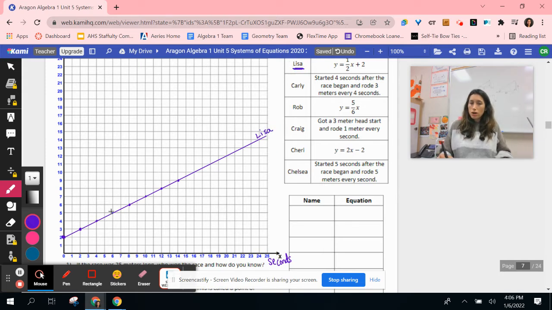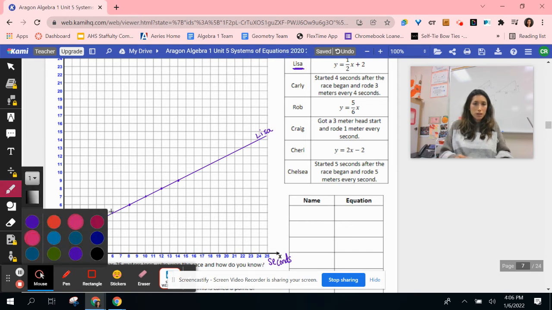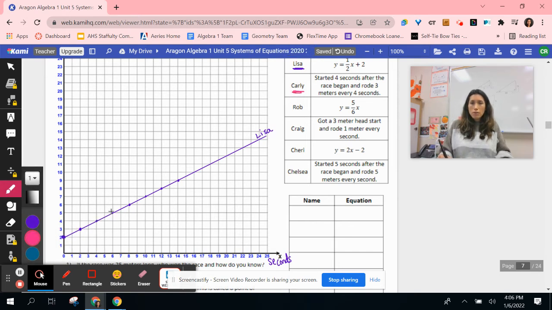Let's try one more. Let's try Carly's graph. Let's do pink here. So for Carly, Carly started 4 seconds after the race began. So I'm going to put Carly here. So after 4 seconds, then she started. So at 4 seconds, she had 0 meters traveled. Okay. And she travels at a rate of 3 meters every 4 seconds. So I'm going to go up 3 meters, 1, 2, 3, and 4 seconds, 1, 2, 3, 4.